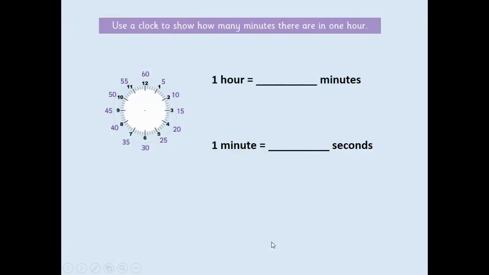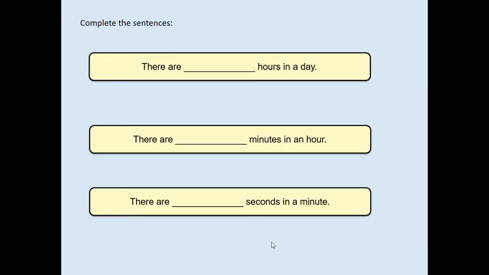Please find out. Okay, use a clock to show how many minutes there are in 1 hour. My arrow is showing you how many minutes there are in 1 hour, so you can figure that out and write down. And this is just for your information. Can you find out 1 minute equals how many seconds? Okay, let's look at these sentences. So there are how many hours? That's right, 24 hours in a day. There are 60 minutes in an hour. And just for your information, did you find out how many seconds? Yes, that's right, 60 seconds in a minute.